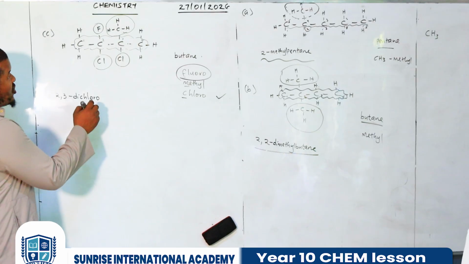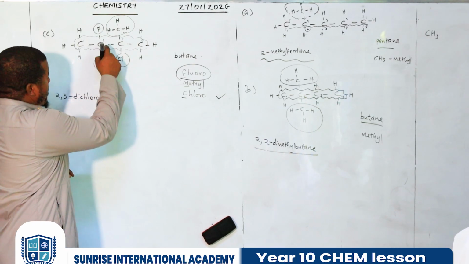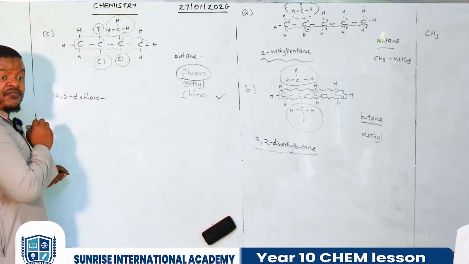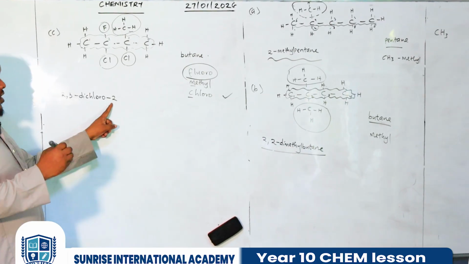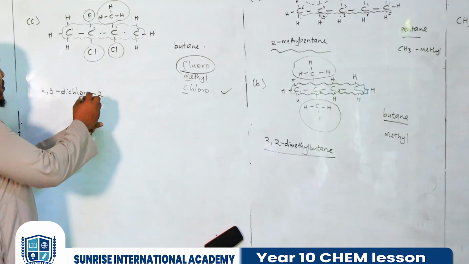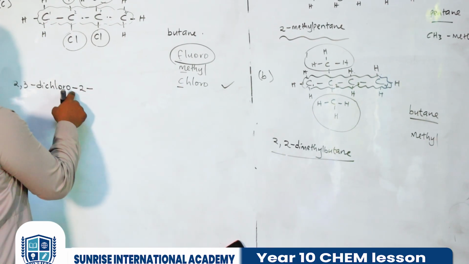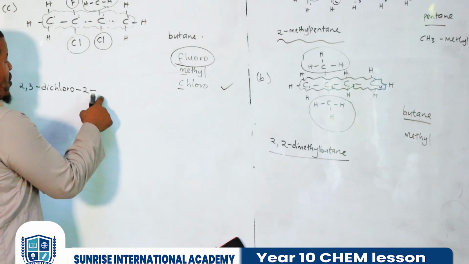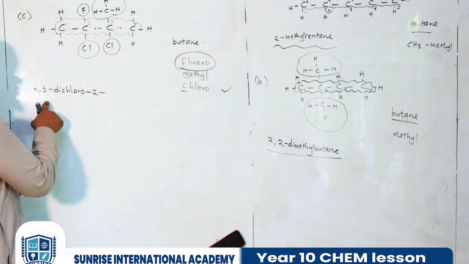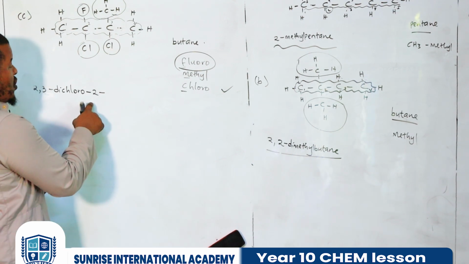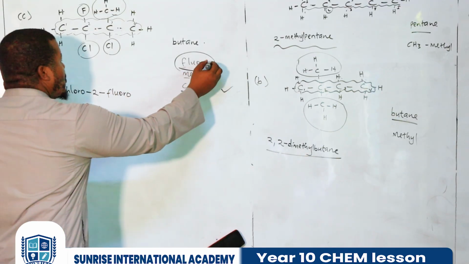Fluoro is at carbon number 2. We said between the name and the number, we must put a hyphen. So hyphen 2, because we want to name the fluoro. How many fluoros do we have? 1. So, 2, 3 hyphen dichloro hyphen 2 hyphen fluoro. So I'm done with fluoro.